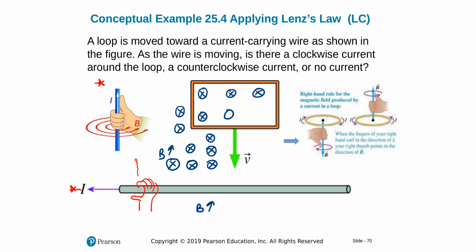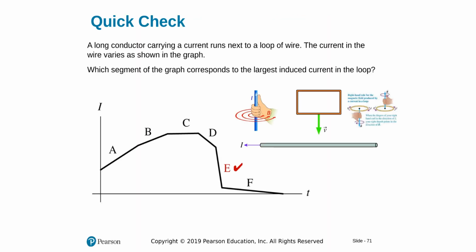Initially magnetic field was smaller. As it gets closer to the wire, the background magnetic field increases, and my loop will not like that. It will induce a magnetic field in the same direction. It becomes almost the same question then. Into the board induced magnetic field, this will be the induced current direction. There will be a clockwise current.